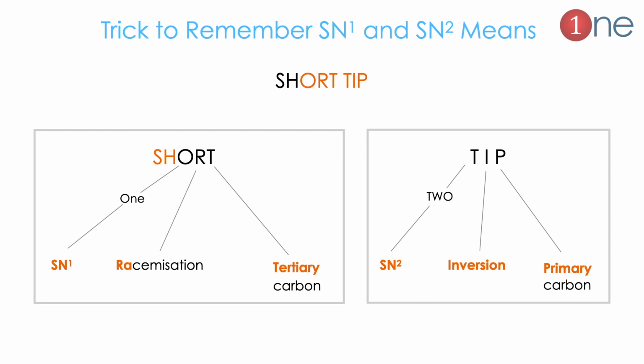Here I provided a trick, because people are always confused about which is SN1 and which is SN2. The trick, or acronym, means short tip. Here you have to write ORT. The O represents 1, R represents racemization, and T represents tertiary carbon. So SN1: racemization, tertiary carbon. Similarly in TIP, T represents 2: SN2, inversion and primary carbon. So you should remember the words short tip. It will avoid your confusion. It is a very good trick you should know.